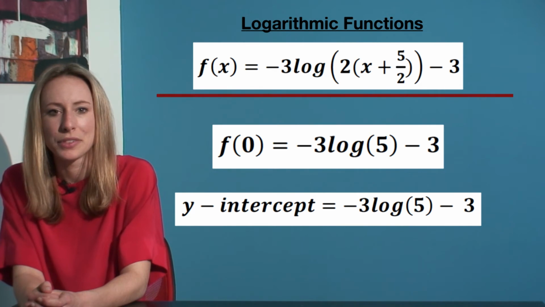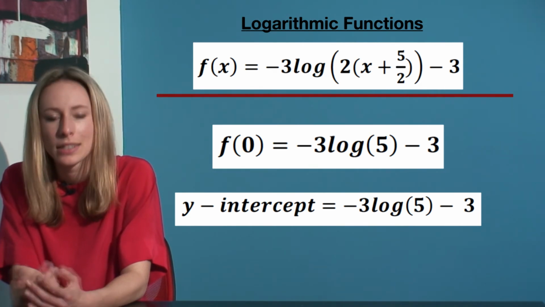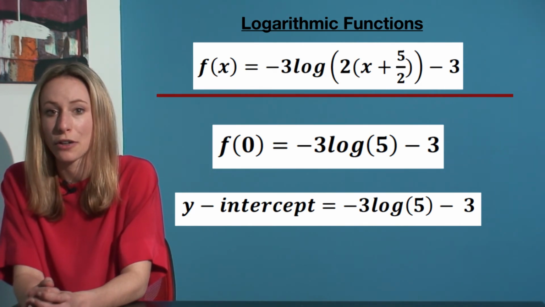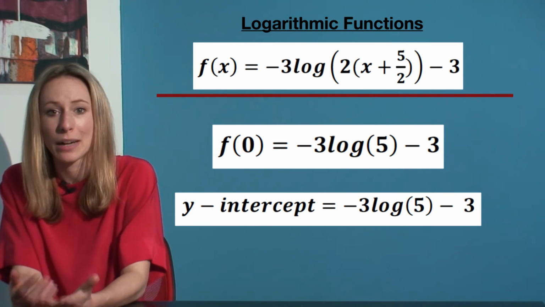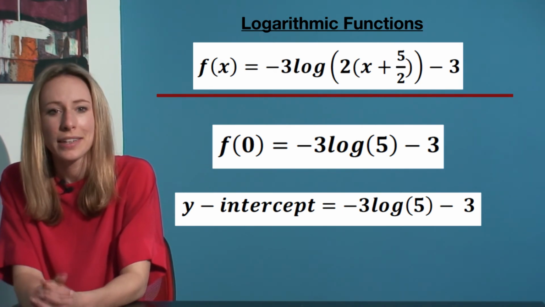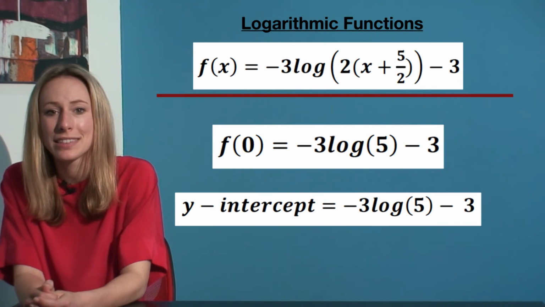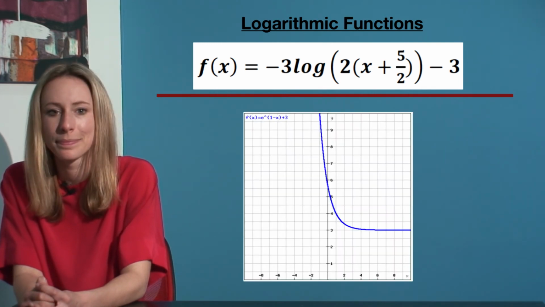Now we set x to equal 0 to find our y-intercept. This gives us f of 0 equals negative 3 log 5, take away 3, and so that is our y-intercept. Then, to find the x-intercept, just set y to 0 and solve for x.